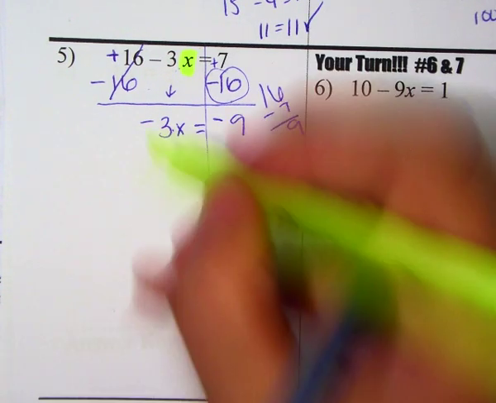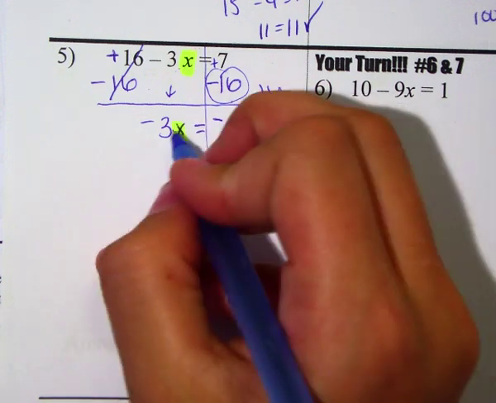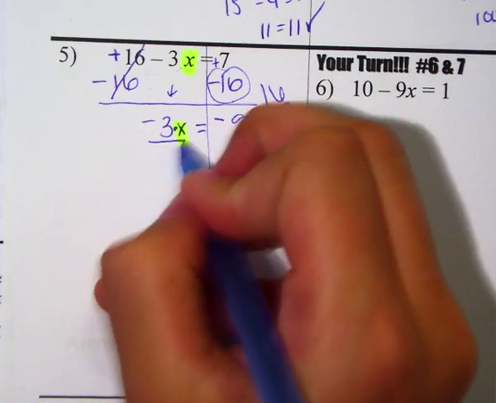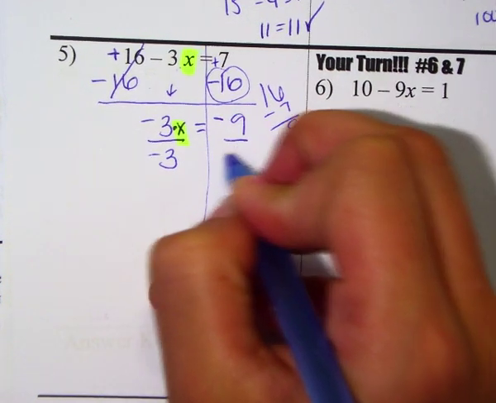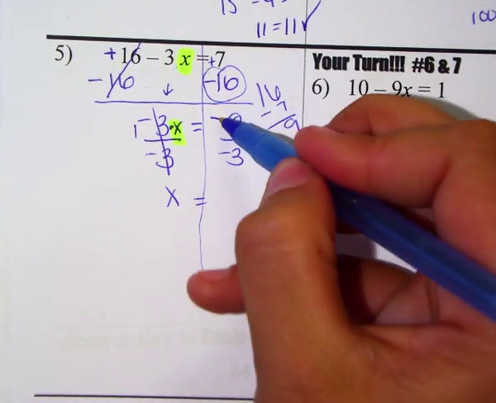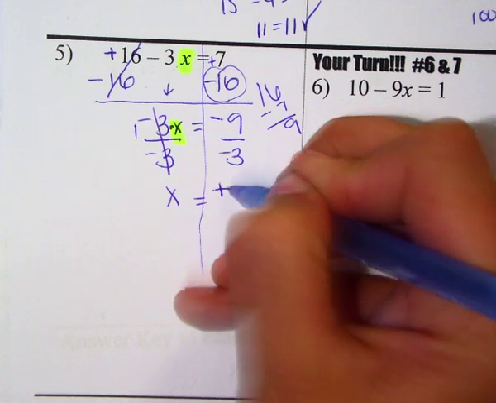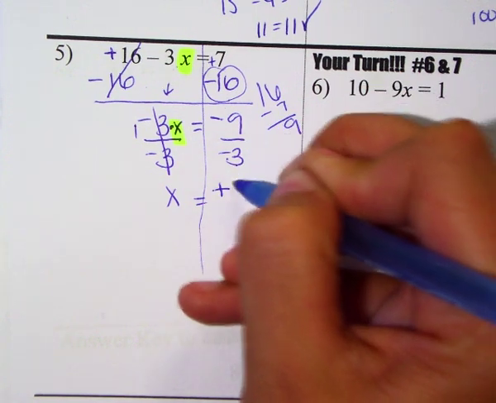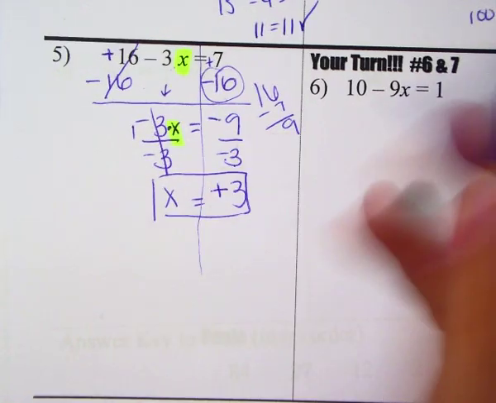Now, inverse operation of multiplication, division. 3 times x, so divide by negative 3. X equals negative divided by a negative is a positive. 9 divided by 3 is 3. Check your answer.